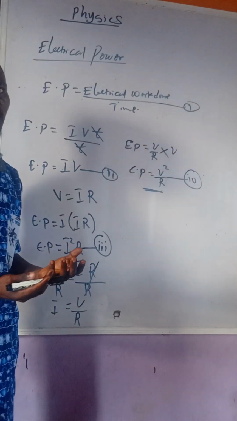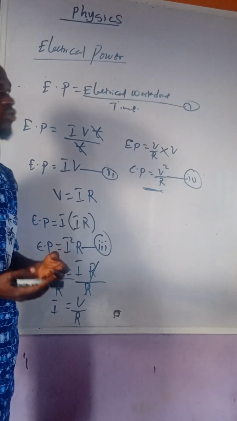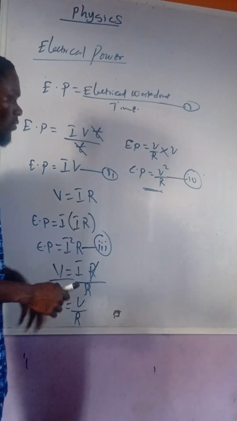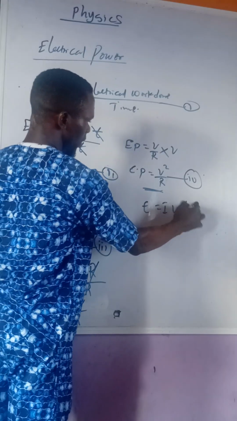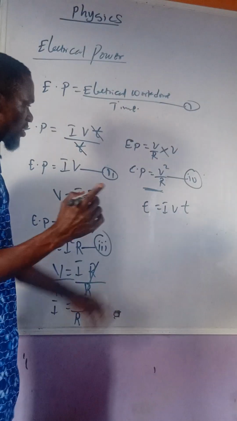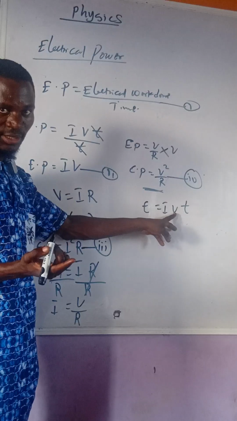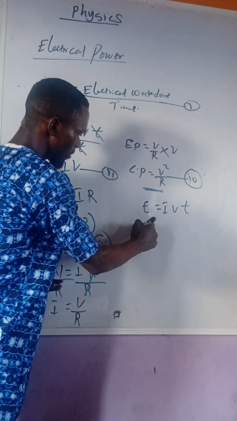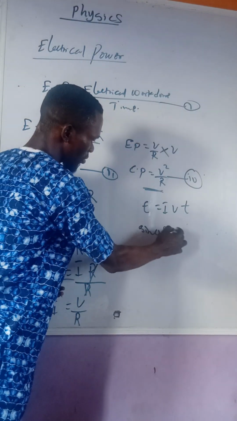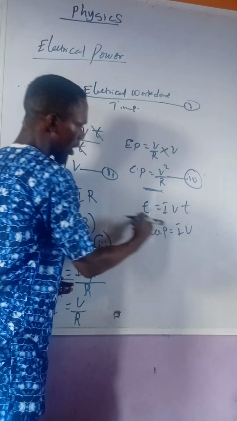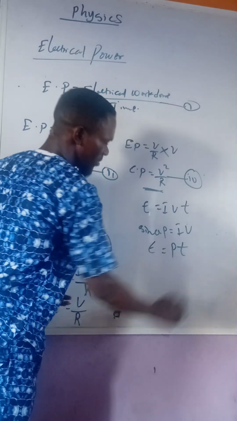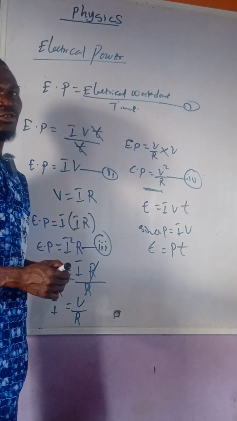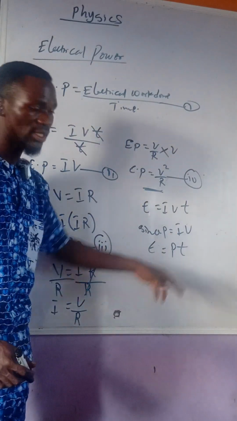Now this is the equation under electrical power. Let's relate it to electrical energy. From electrical energy, we say we have current, volt, and time. Don't forget that current and volt is for power. Since power equals current times voltage, electrical energy equals P times T, which means electrical energy can also be power times time.